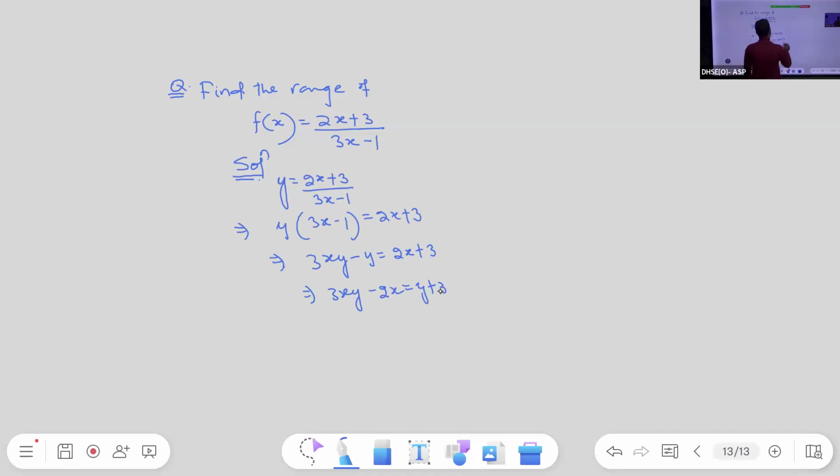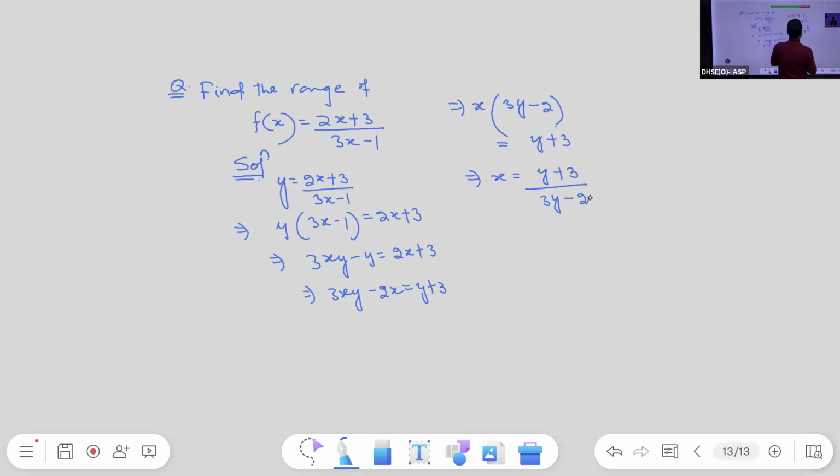Now you can take x as common from the left hand side. It will be x times 3y minus 2 equals y plus 3. This implies x is equal to y plus 3 upon 3y minus 2. The first step is over. The first step was to express x as a function of y.